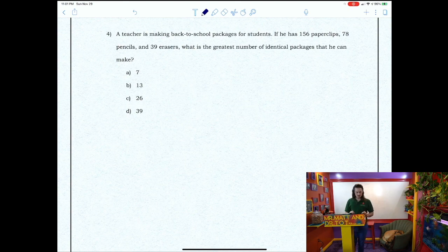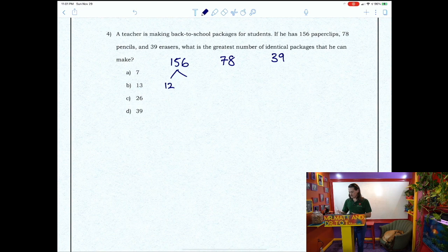So 156 can break down into 12 times 13. 13 is prime, but 12 breaks down into 3 times 4. And 4 breaks down into 2 times 2.